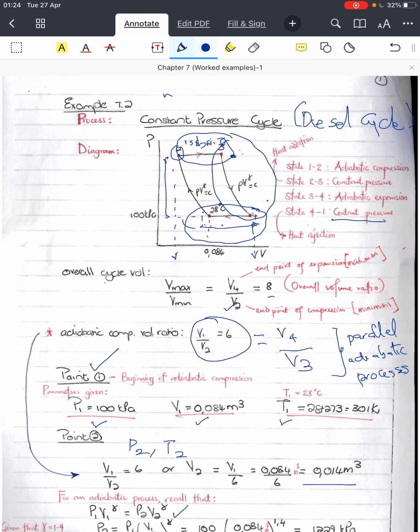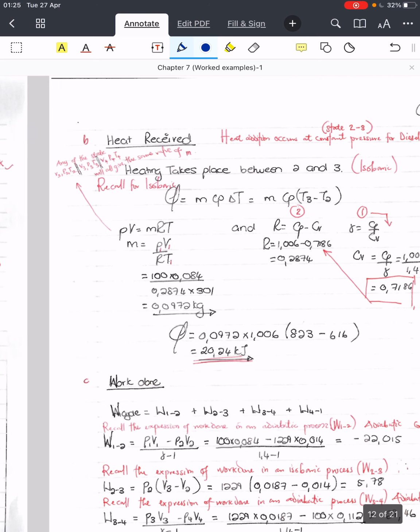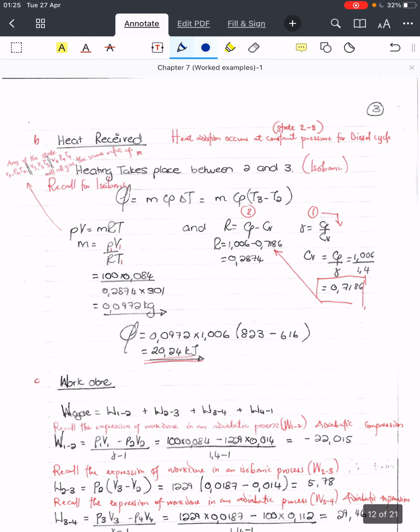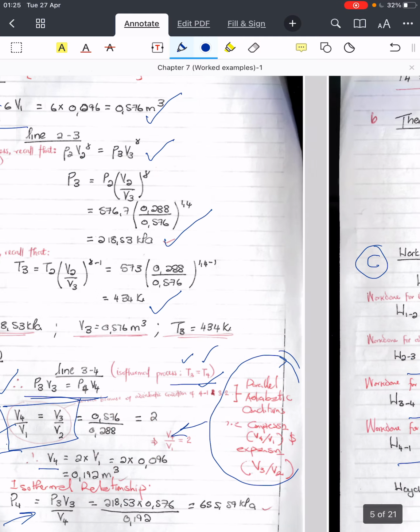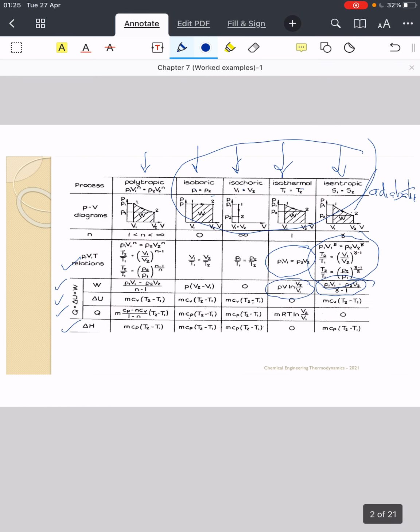It is at the upper part that will have heat addition. That's one. Secondly, remember that for a constant pressure cycle, heat addition occurs at the isobaric process. So that's what we've got there. So take note of that. And then if we go back to our equations, let's quickly look at that again. Let's quickly scroll back. We've been given for isobaric.